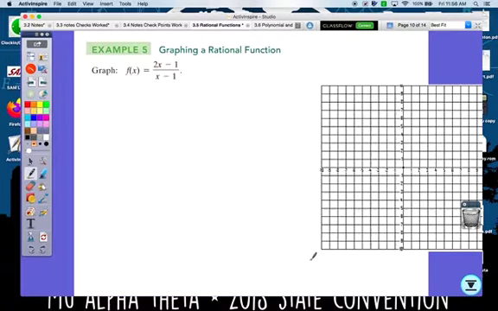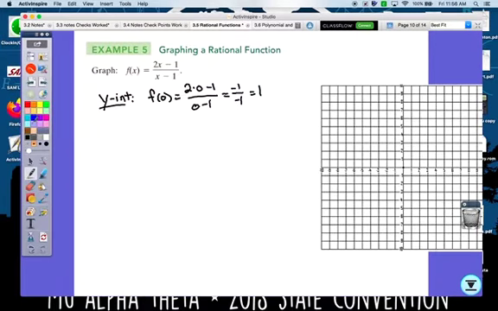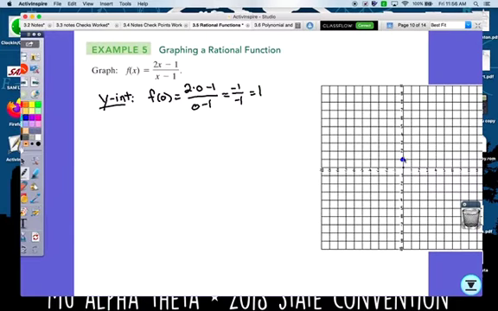Let's look at this one. The first thing, after symmetry, is to find the y-intercept. To find the y-intercept, you plug 0 in. So f of 0 is equal to 2 times 0 minus 1 over 0 minus 1. That gives me negative 1 over negative 1, which is a positive 1. So I know it crosses the y-axis right up here at 1.